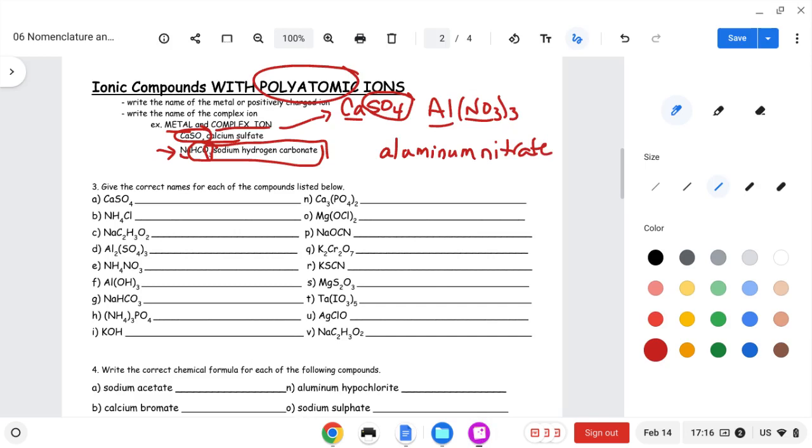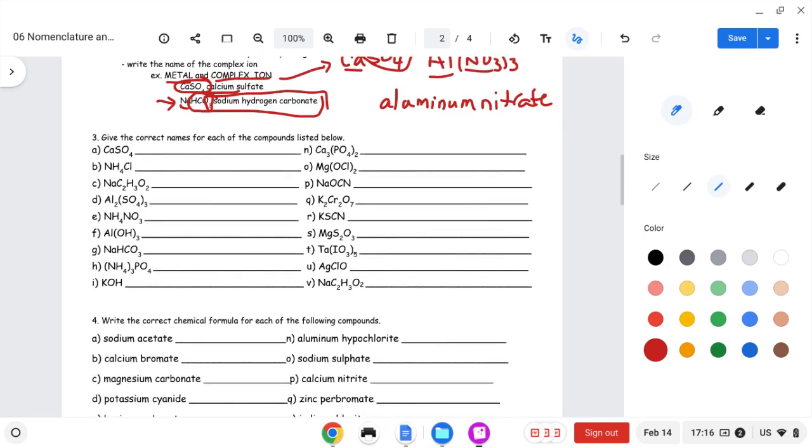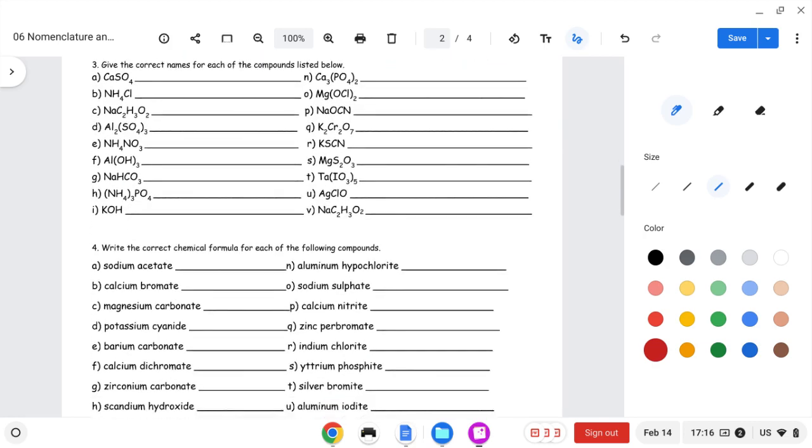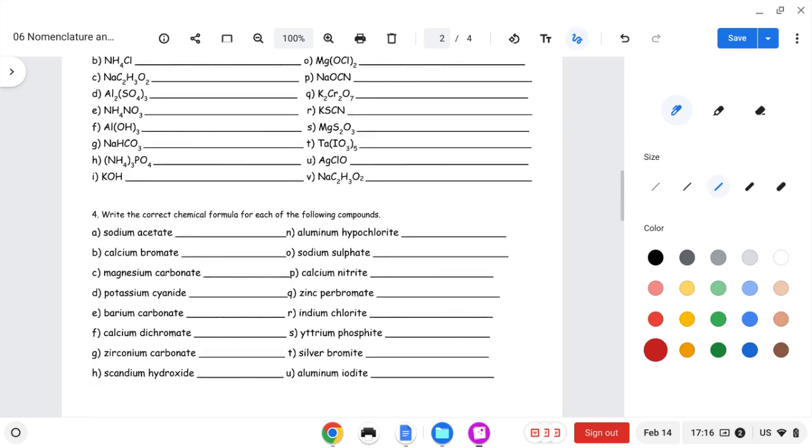So you can give these a try, and again, try to find all of these polyatomics. Hopefully they're listed on all of the charts that you have. There's a lot of them. Sometimes we don't list all of them there, but hopefully you can find them.